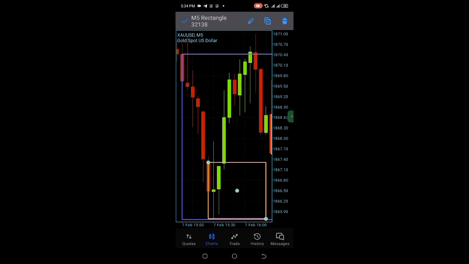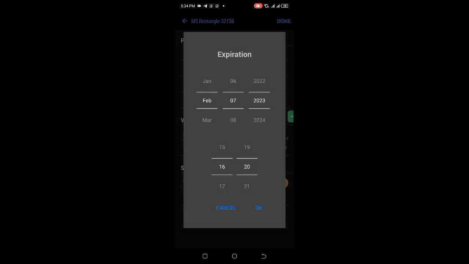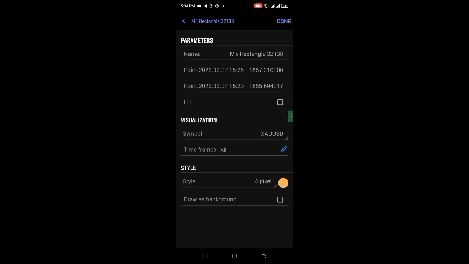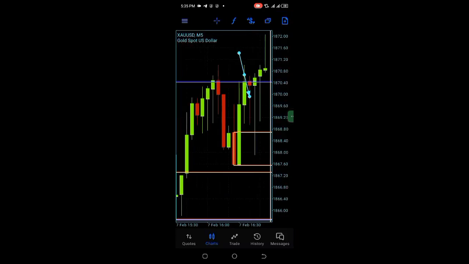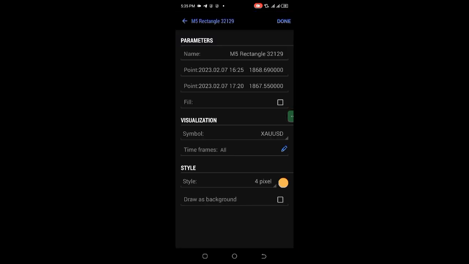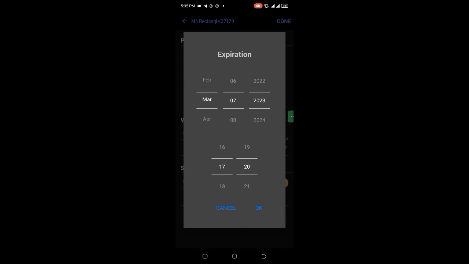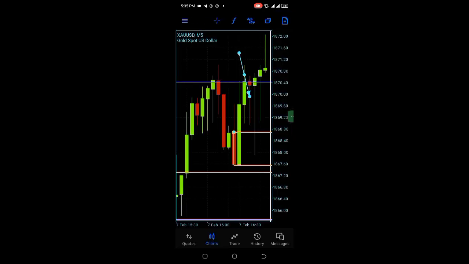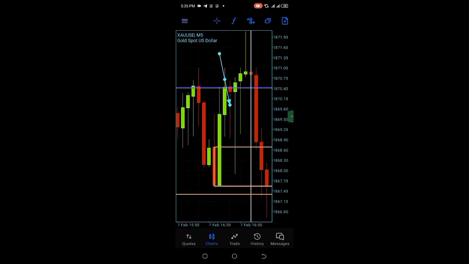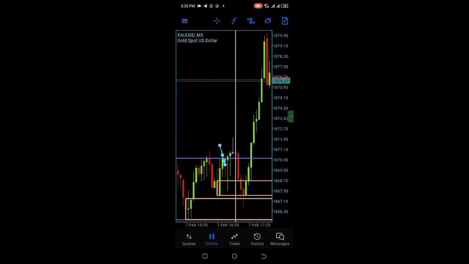All right, so I'm going to extend these zones to the future so we can see it clearly. And for the second one, yes. Okay, so now our zone has been set. Now we just want to wait for price to come back.